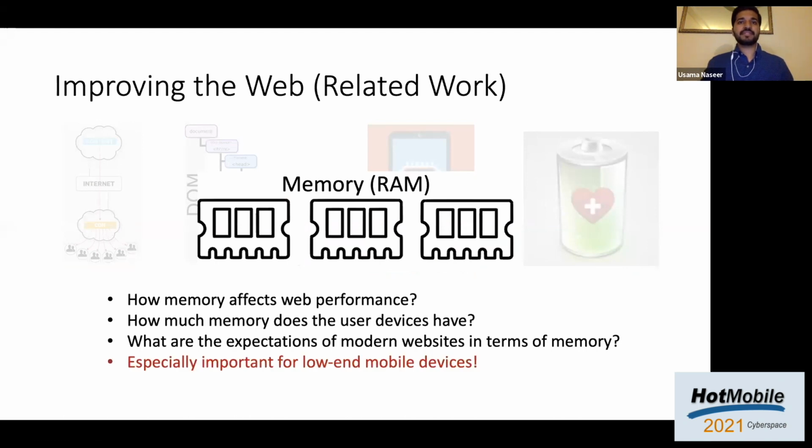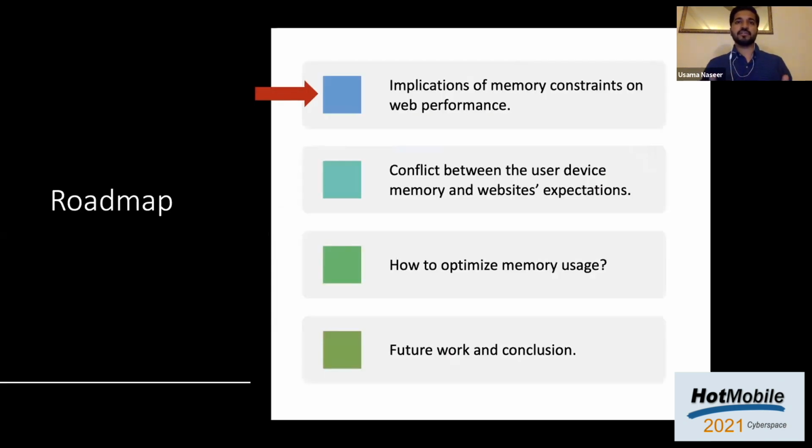Now, this problem is especially important for low-end devices, since although memory as a hardware is cheap, it is limited and it's not upgradable for mobile devices. So content providers are kind of stuck with this limitation, and they need to optimize whatever they have for these devices. So the rest of the talk is structured as follows.